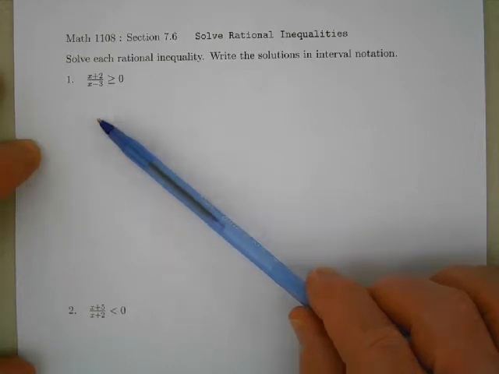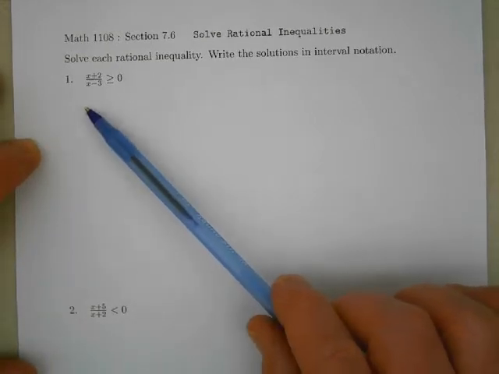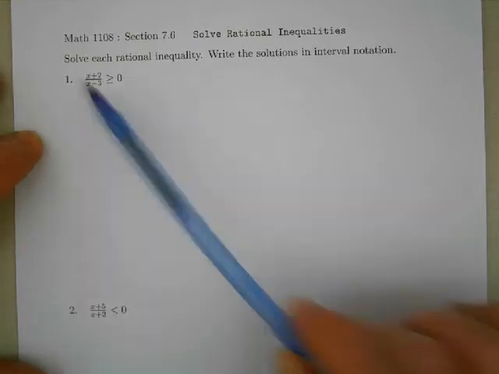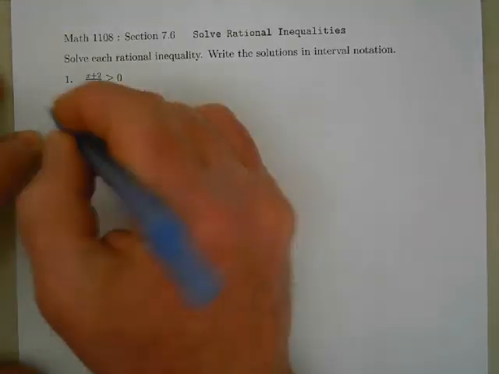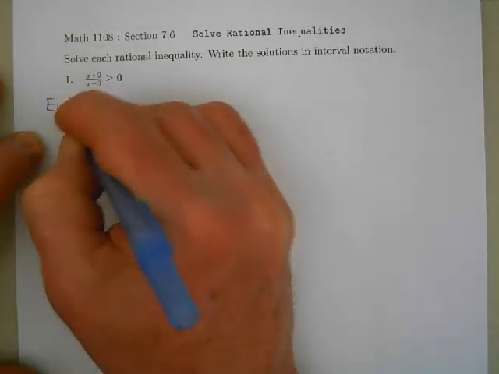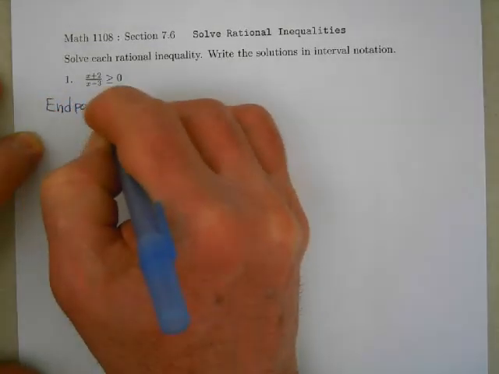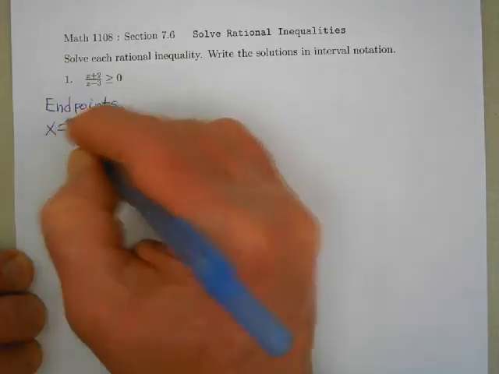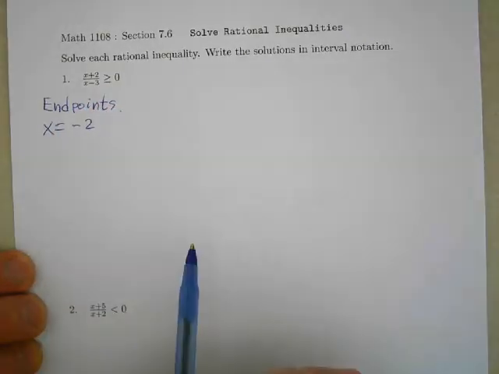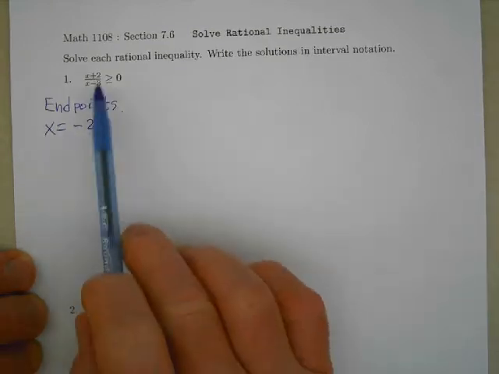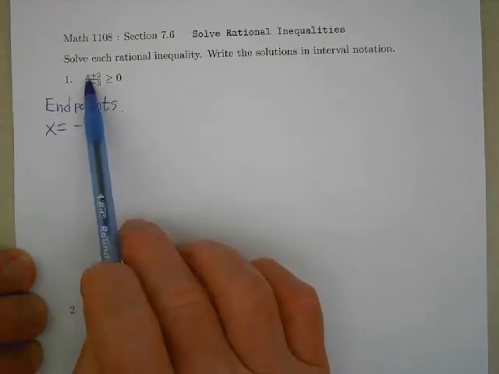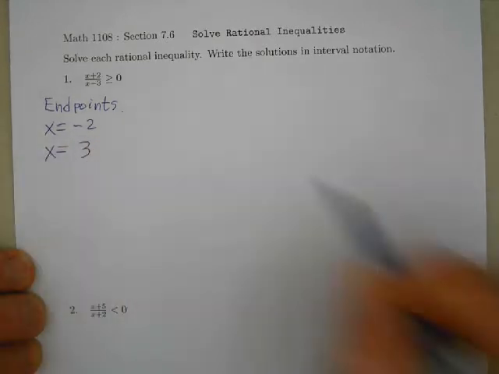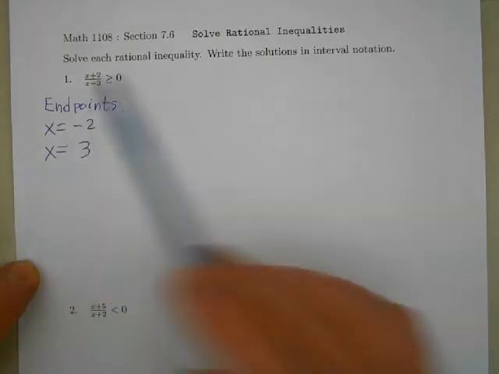Those are determined by the x values that make the numerator 0 combined with the x values that make the denominator 0. So we can tell just by looking what the endpoints are. The endpoints are the endpoints of intervals, and we're going to test each of the intervals. One of the endpoints is x equals -2. That's the x value that makes the numerator 0. The other endpoint is x equals 3. It makes the denominator 0.